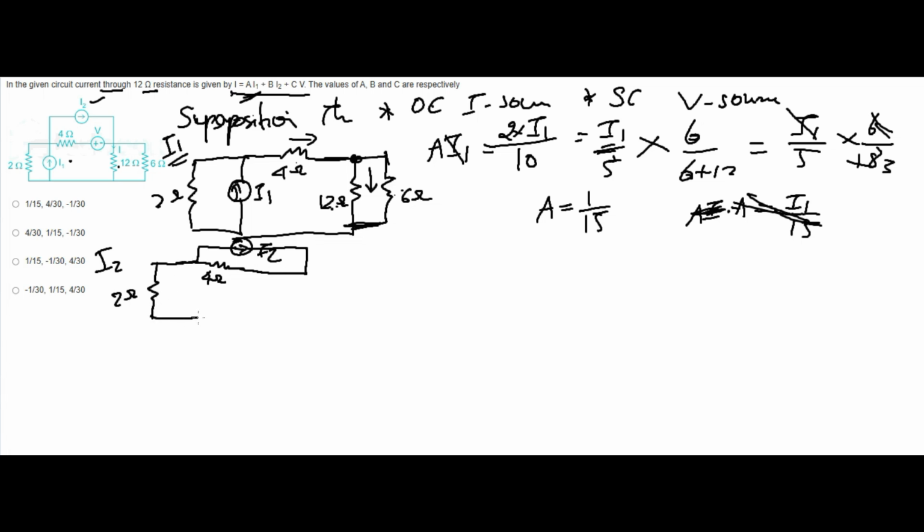I1 is open circuited, so leave it off. So now directly there will be the 12 ohm, and then afterwards the 6 ohm will be there. Now I consider I2.